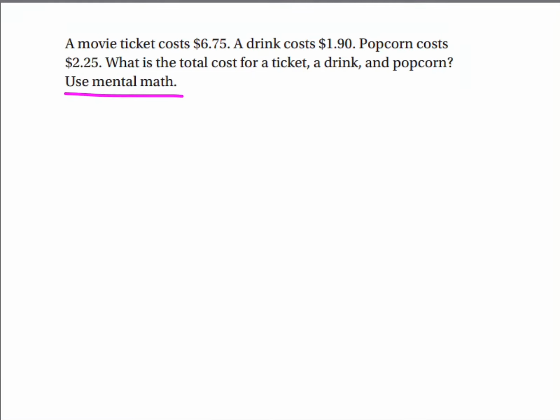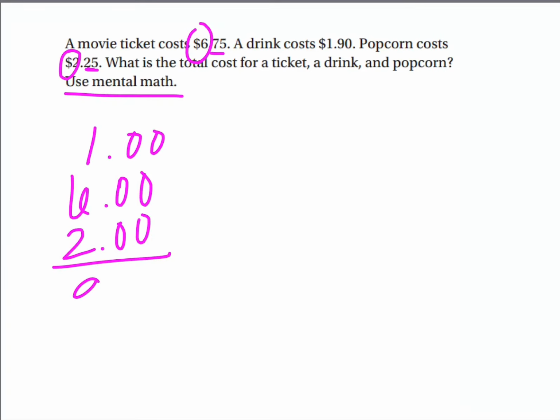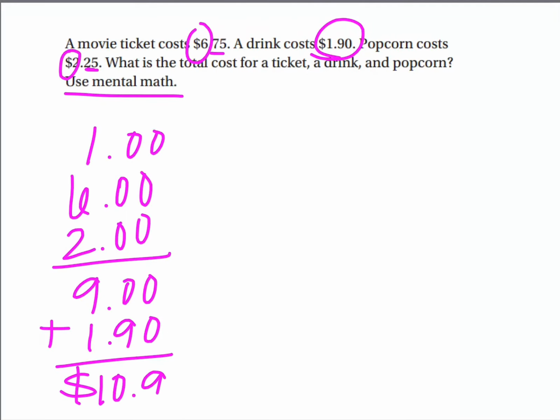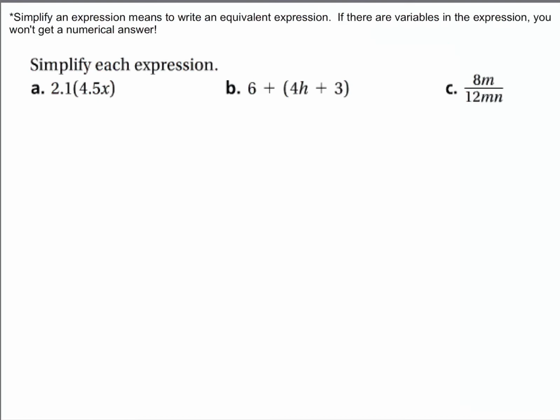Okay, another mental math. This time a movie ticket costs $6.75. A drink costs $1.90, and popcorn is $2.25. What's the total cost for one of each? Okay, I'm going to use the same strategy. I'm going to take this 25 cents and this 75 cents to make another $1, which means I'm left with $6 here, $2 here, giving me another $9, and then I'm going to add on $1.90. And I'm going to find out that for all of those things, it's going to cost me $10.90.